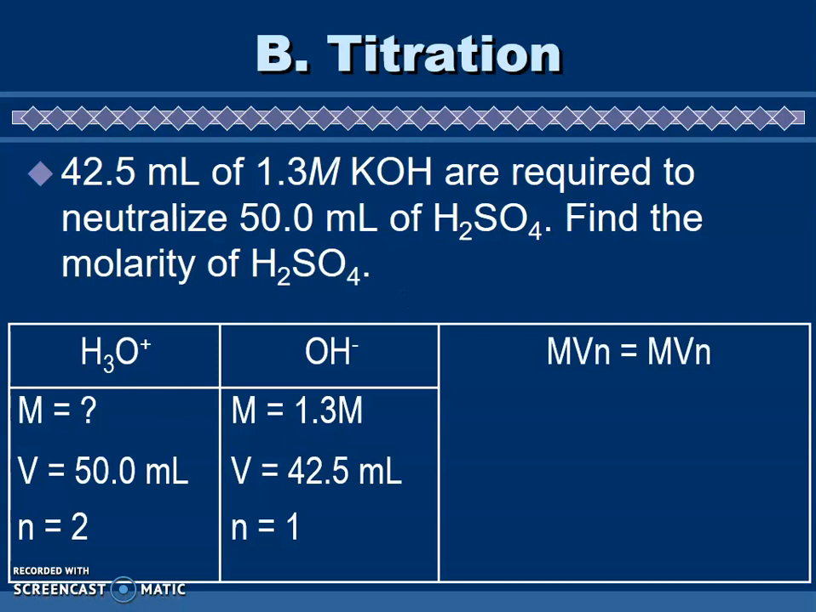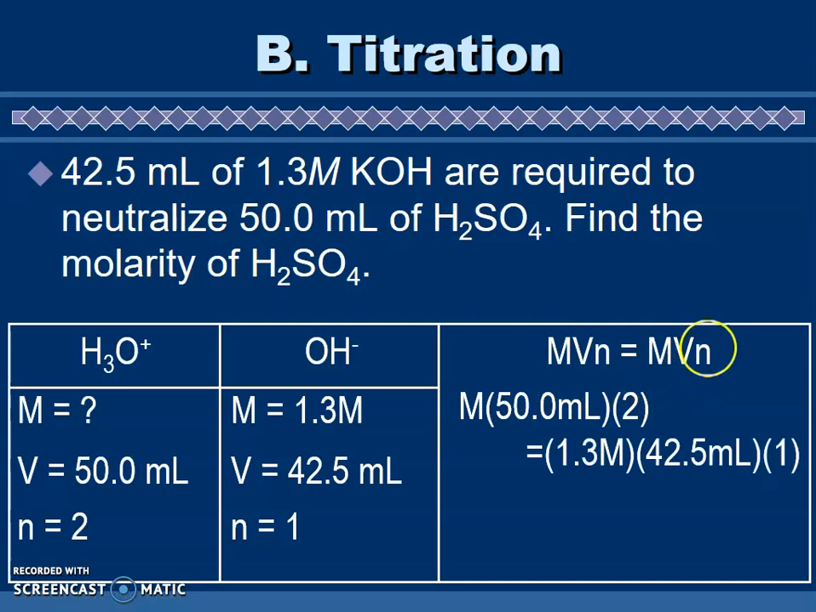So here's my equation, MVN equals MVN. All of the acid information goes together, all of the base information goes together. So you have to be very careful plugging in your numbers. You want to make sure that you don't accidentally mix those numbers up. That's why I like to separate out what I know so I can make sure I plug them into the proper location. On one side I have all of the information for one chemical, so my unknown M, my 50 milliliters, my 2, and on the other side I have the information for my other chemical, so my 1.3, 42.5, and 1.